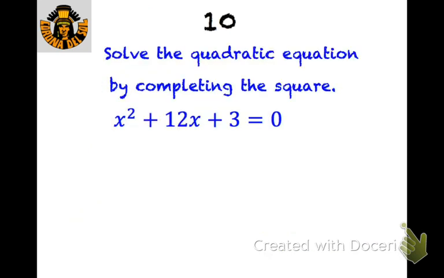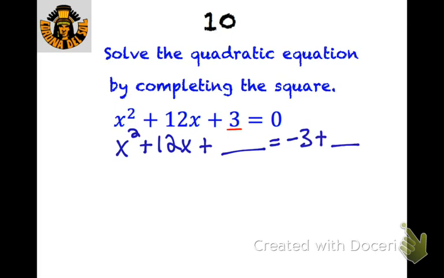Completing the square. So when you're solving by completing the square, what you want to do first is you want to move that constant over to the right and leave yourself a nice little blank. So we're going to go x squared plus 12x plus, we're going to leave ourselves a little blank, and we're moving that 3 over to the right. So that's a negative 3 plus a blank.